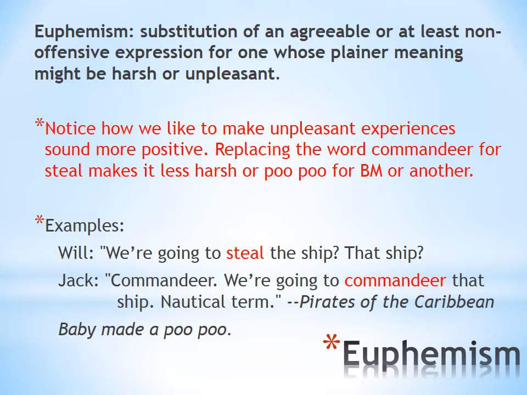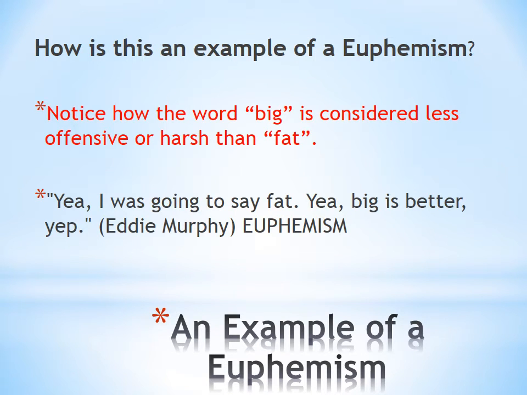Or the other one, the baby made a BM, or another word which I won't repeat. And then it simply says, the baby made a poo-poo. We're trying to make something sound light and not offensive or harsh to our ears. It changes the attitude or tone towards what we are talking about or what we are doing. So here's another example of a euphemism. Eddie Murphy writes, yeah, I was going to say fat, yeah, but big is better. Yep, that's what it is.